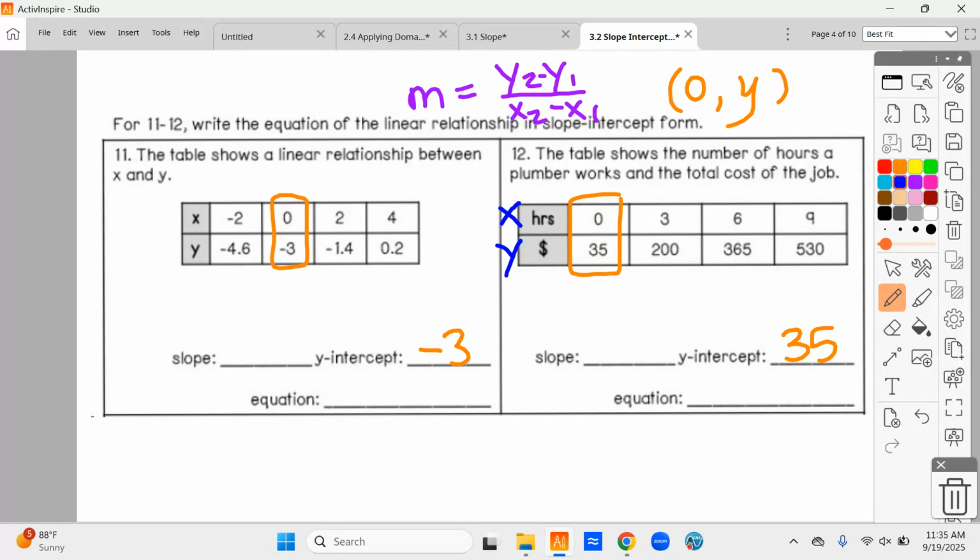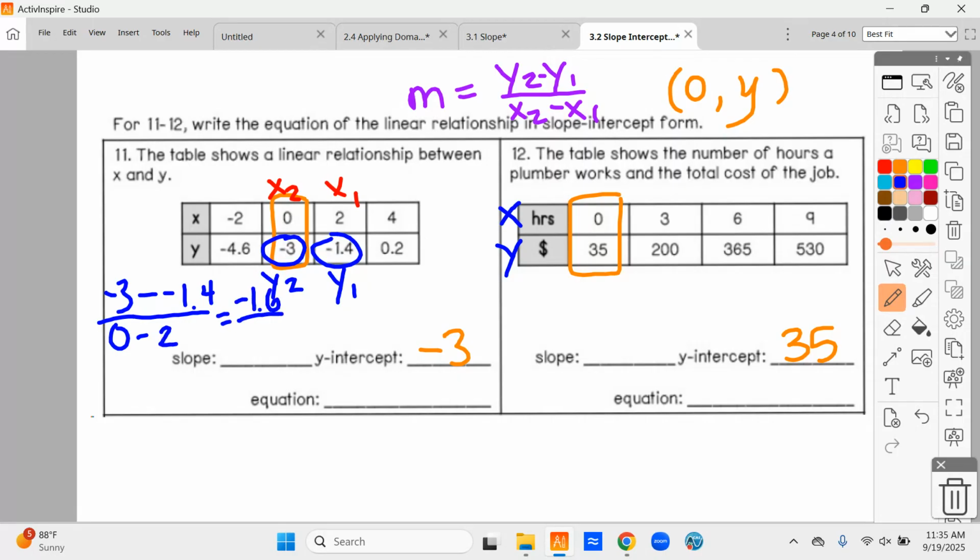Okay, but that's your general rule of thumb, independent versus dependent. So I'm going to use slope formula to find my slope. And again, I'm just going to choose the easiest numbers I can think of. So I'm going to say that this is my y2 and my y1, which means this is my x2 and my x1. So I'm going to say -3 minus -1.4, because it's minus y1, over 0 minus 2. This simplifies to -1.6 over -2, which in a calculator would simplify to 0.8.